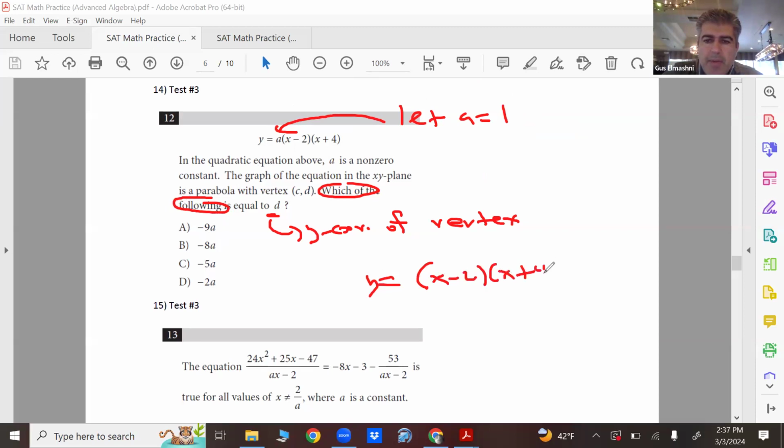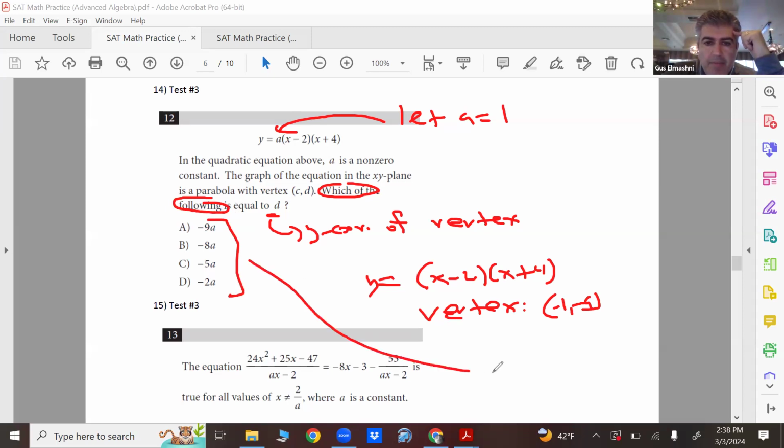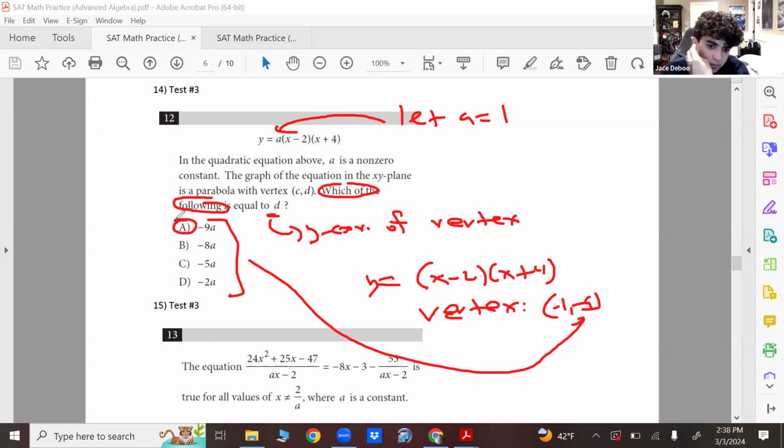So here's what I'd like you to do. Graph that equation, find me the vertex. What's the vertex? -1, -9. Perfect, good. Now, they want to know which choice equals D. Well, remember, A is 1. If I plug 1 into each choice, which one equals -9? Yeah, that one. Yep. Correct.